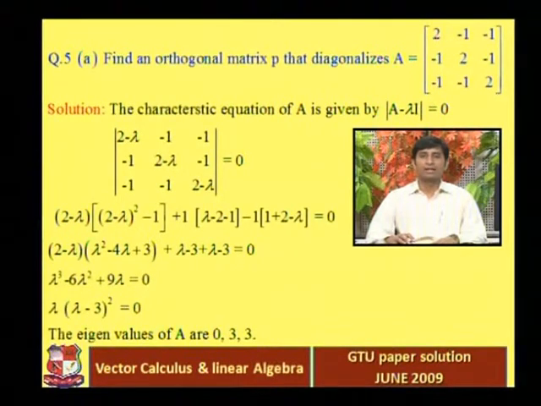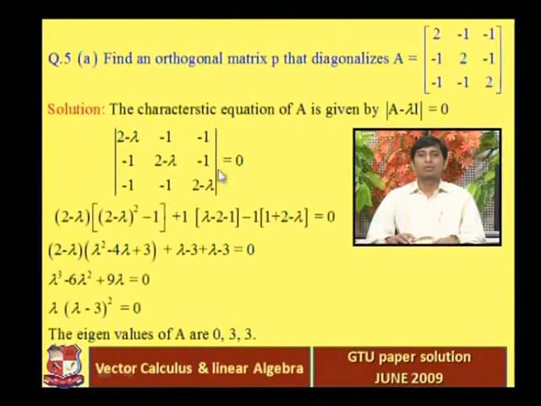So the characteristic equation of A is given by determinant of A minus lambda I, that is equal to 0. So in the main diagonal entries we have to add 2 minus lambda, so 2 minus lambda minus 1 minus 1, minus 1 2 minus lambda minus 1, minus 1 minus 1 2 minus lambda, that is equal to 0.